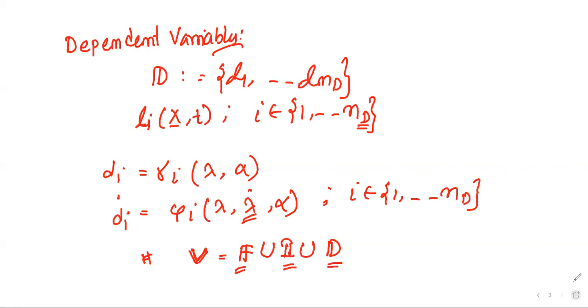Mathematically speaking, we can write this mutual exclusiveness in the following fashion. That means a variable cannot be both of two categories or three categories. If a variable is free, then it cannot also be hidden. If a variable is dependent, it cannot be free. So the intersection is an empty set.